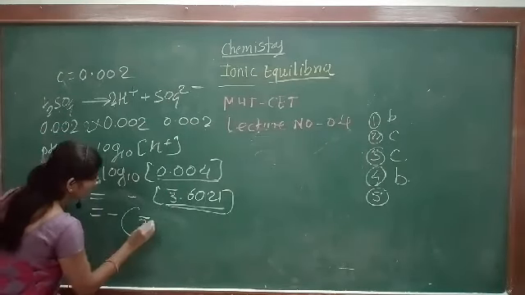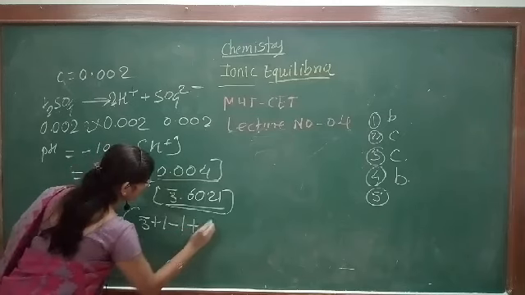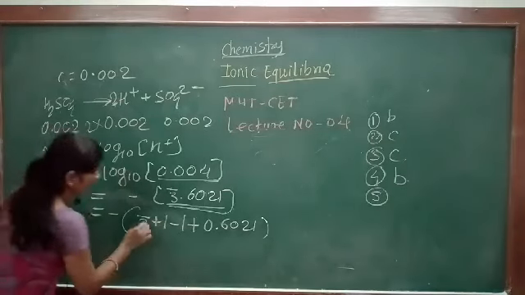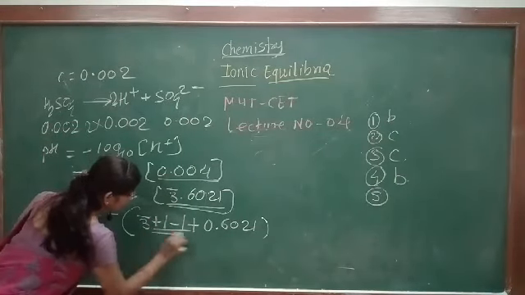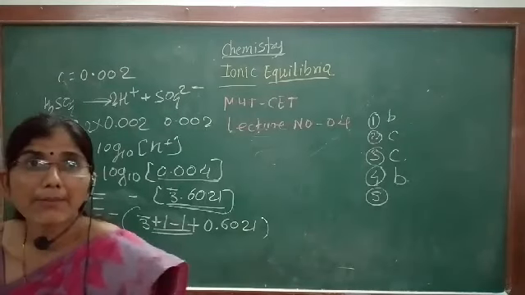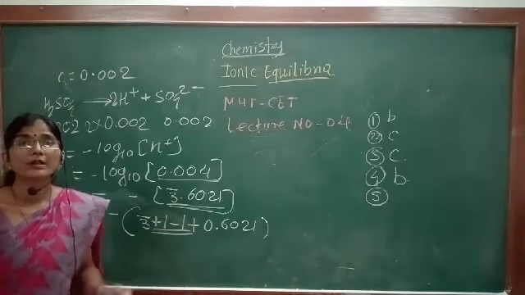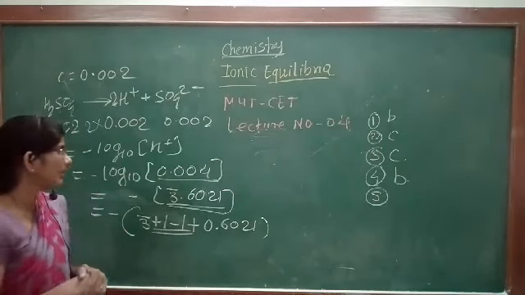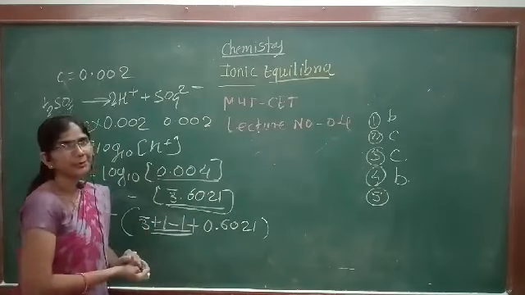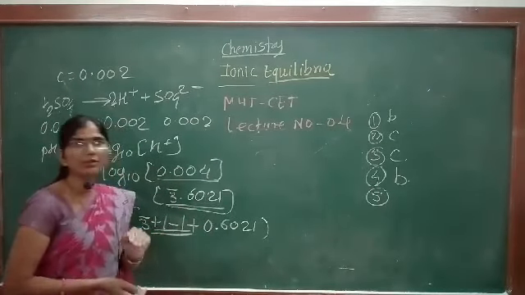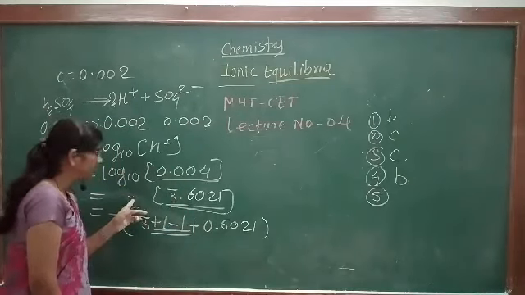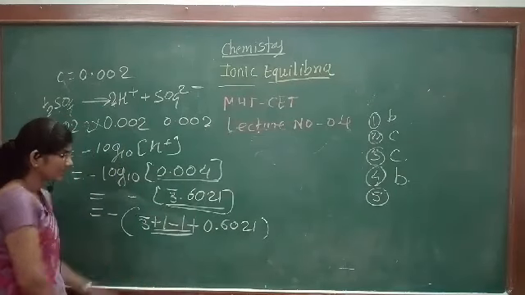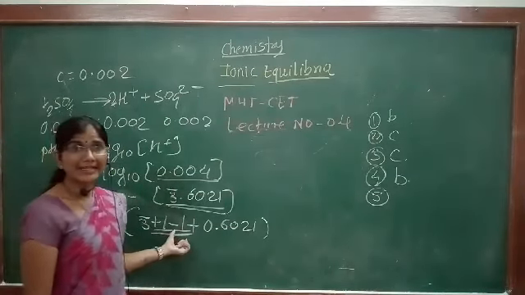Here we have bar 3 plus 1 minus 1 plus 0.6021. What did we do here? We made these two numbers 4 and added plus 1 minus 1 for our simplification. That means we have to make the bracket whole negative, not only one number. We want the whole number to be negative. Then that negative and this negative become a positive. So therefore we made an adjustment of plus 1 minus 1.